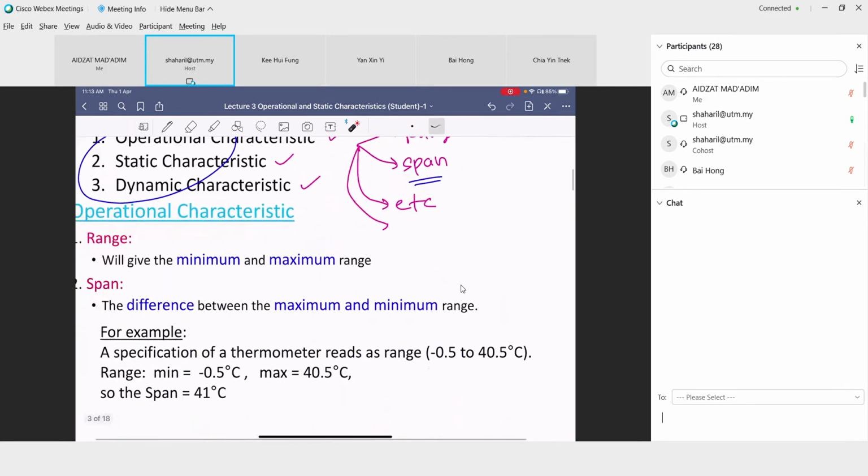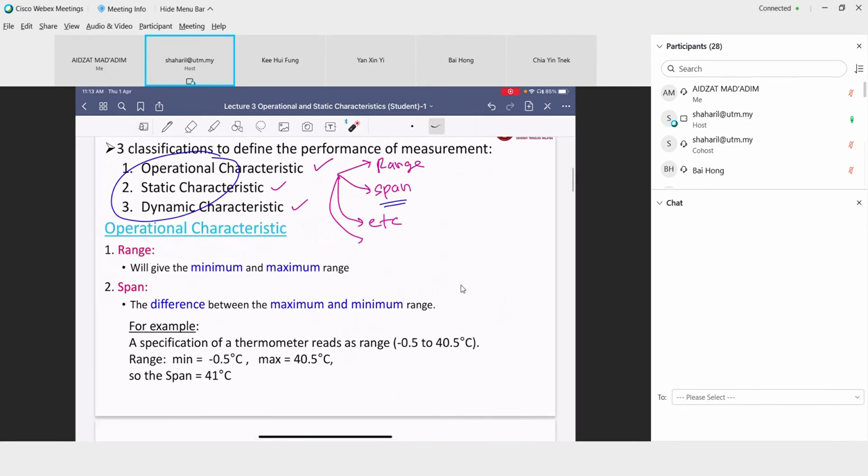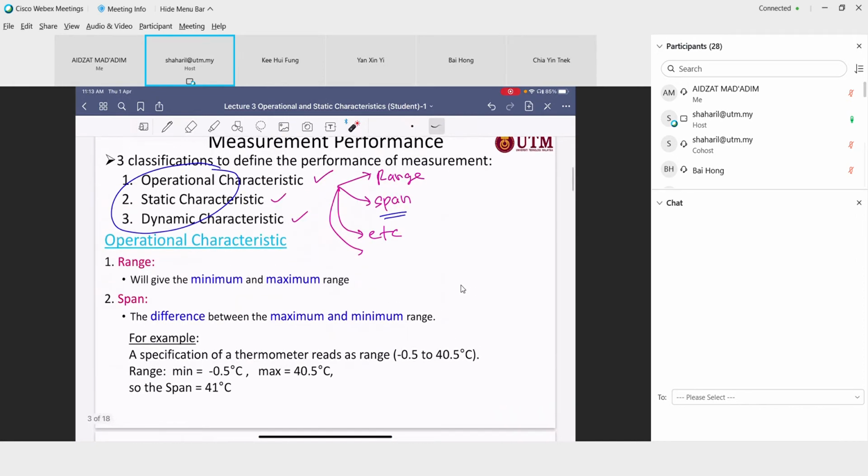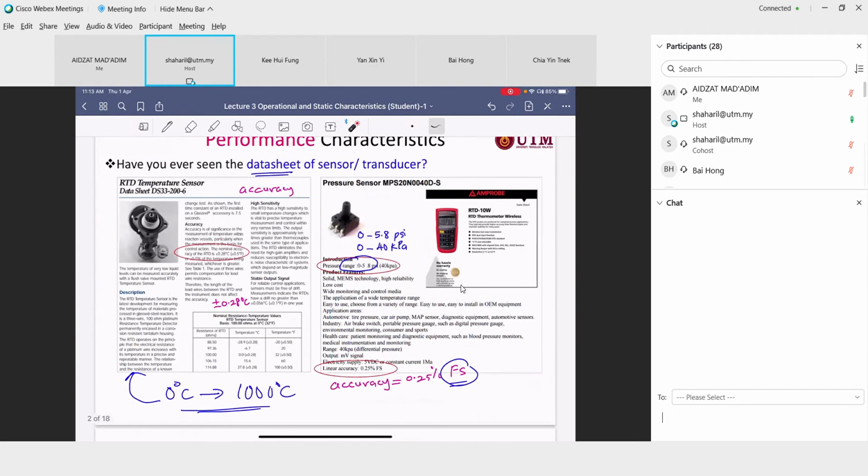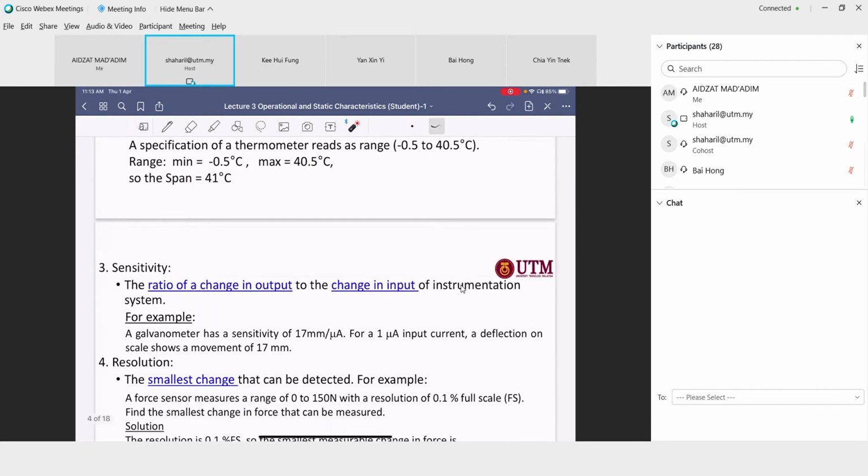And then the span is the difference between maximum and minimum. In some manuals or data sheets, they don't write range, they just write span. Span equals what. And then sensitivity. Sensitivity means the ratio between output and input. Sometimes we call it a transfer function, TF.